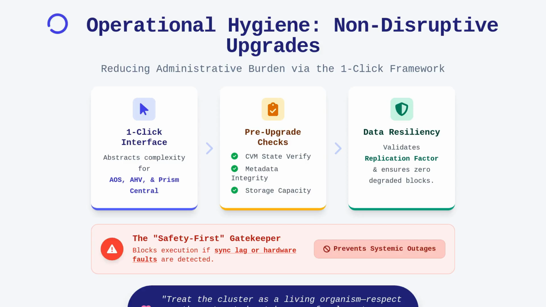If the cluster detects an issue, such as a synchronization lag or a hardware fault that risks data loss, the upgrade process will be blocked until the problem is remediated. This safety-first approach prevents you from inadvertently escalating a minor hardware issue into a systemic outage. Treating the cluster as a living organism, we must respect these automated gatekeepers to ensure a stable, long-term deployment.